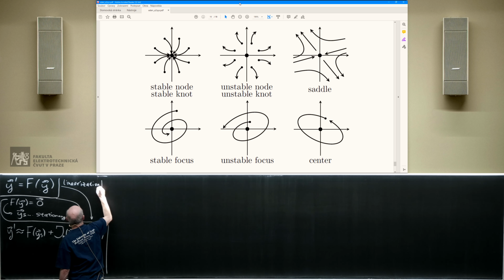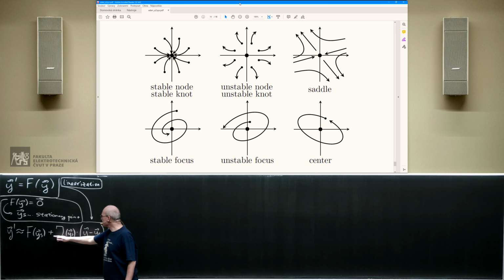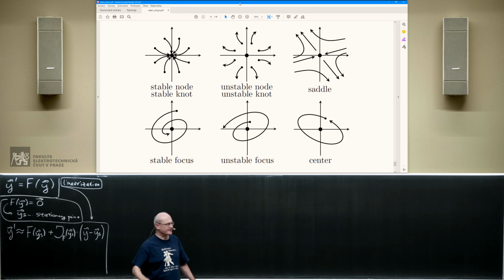And of course, it's just local. It makes sense to consider this linearization only when we are nearby this stationary point ys. But that's all that we need right now. Okay, let's have a look at it again.